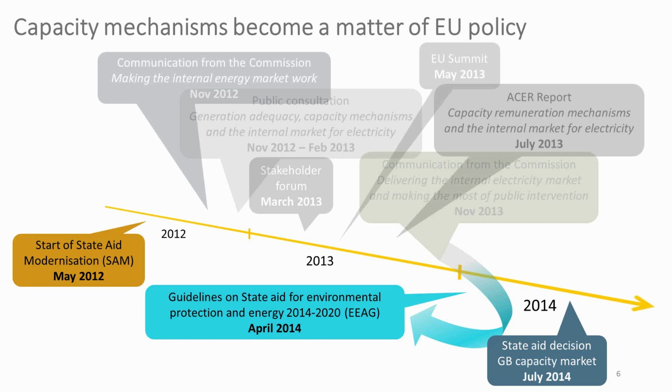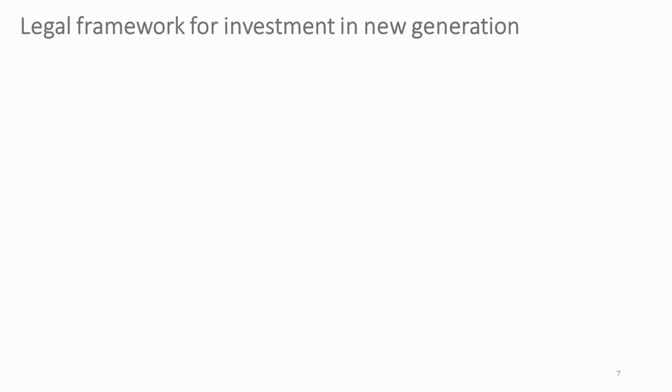As we can see, state aid rules are currently the major instrument of EU law when it comes to capacity mechanisms. However, the European energy sector is governed by the third energy package, and that should be our point of departure. So let's have a quick look at this legal framework. In fact, the Electricity Directive regulates investment in generation capacity.